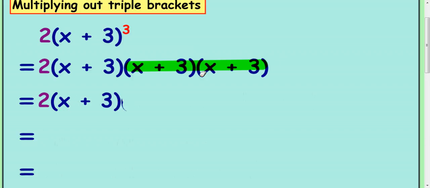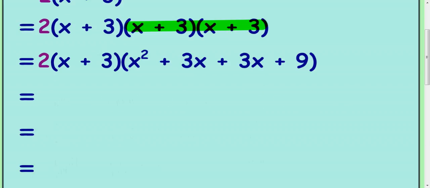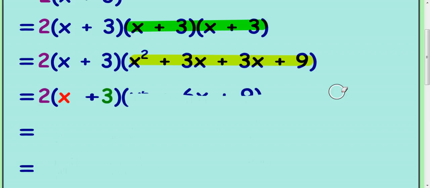So x times x is x squared, x times 3 is 3x, so that's multiplying the second bracket by the x. Now I'm going to move on to the 3, so 3 times x is 3x, and 3 times 3 is 9. Okay, and then I'm going to simplify this bit here again, so I'm just concentrating on this and nothing else, so I just rewrite everything else out. And you add the 3x's in the middle to give you 6x there.